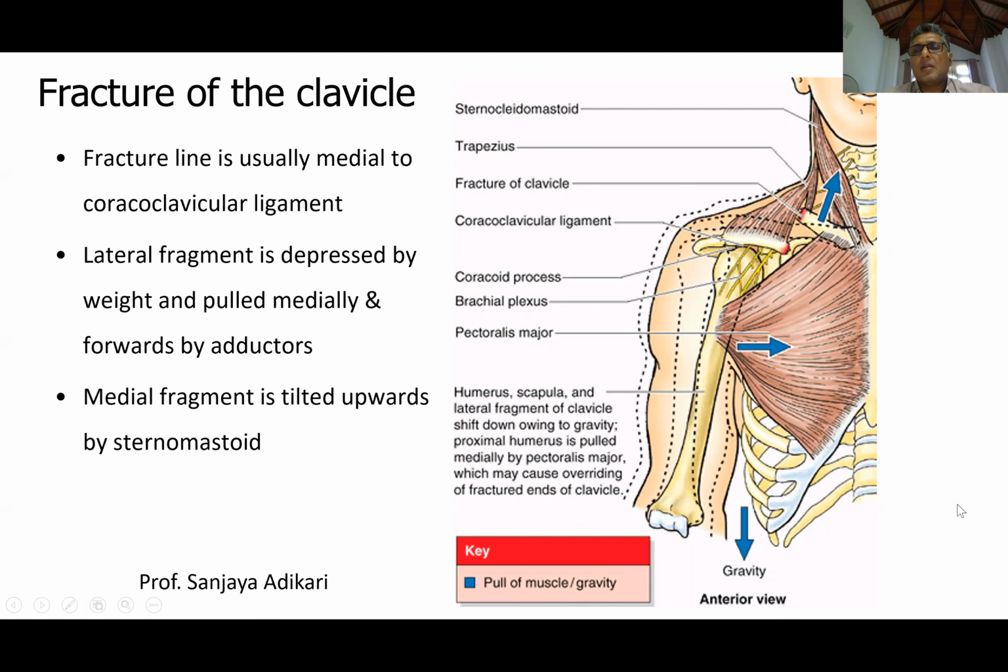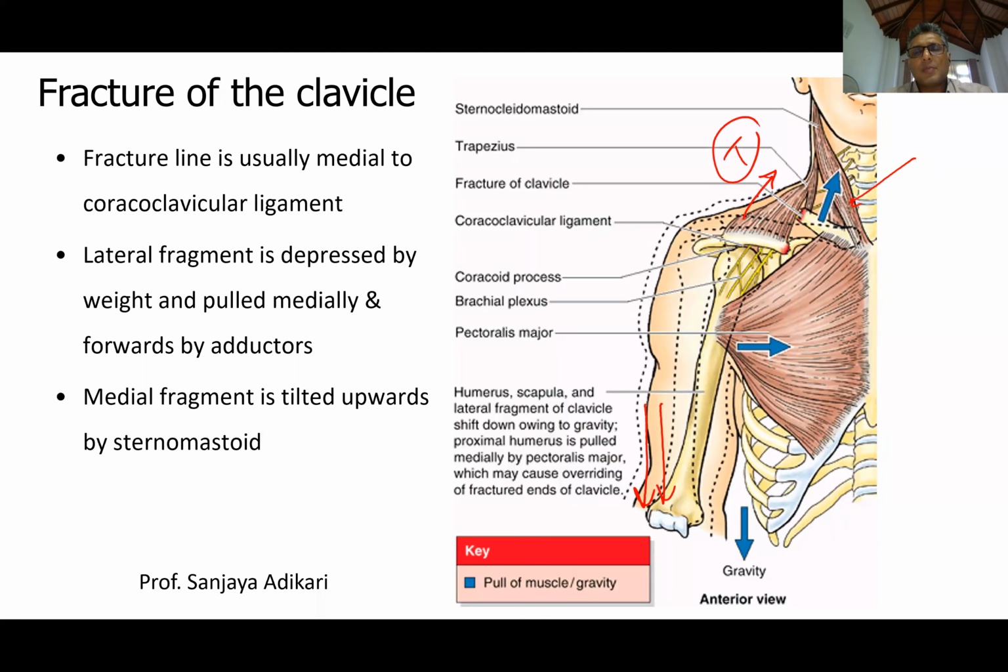Now the medial fragment, because of the attachment of the sternocleidomastoid, is pulled up, and the medial fragment is lifted, as you can see here. Then the lateral fragment: the trapezius tends to pull it up, but in the upright position, because of the weight of the upper limb, the lateral fragment actually drops. Trapezius is unable to pull it up against gravity.